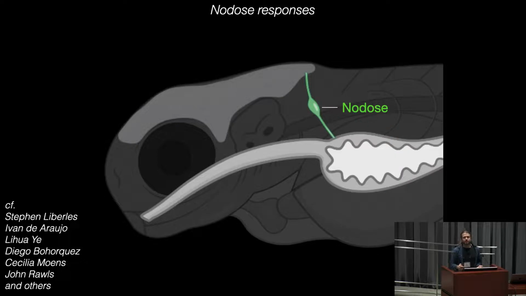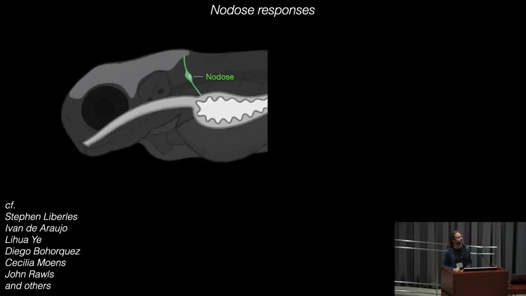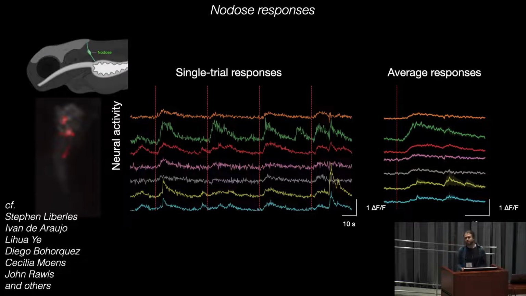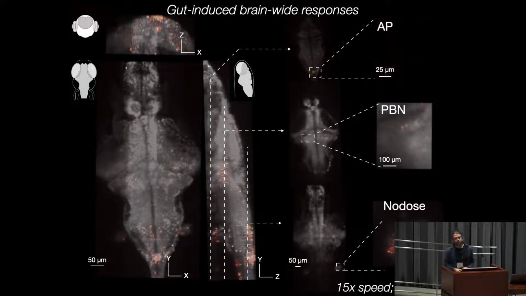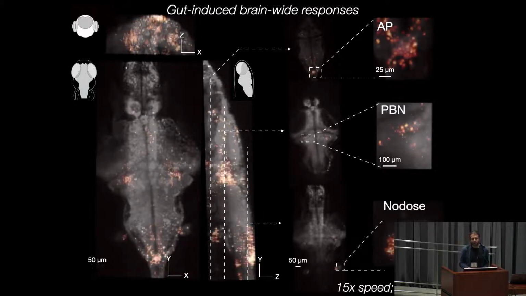We first asked, how does the nodus ganglion respond, just to make sure this system works. And we found single trial responses that were robust in specific neurons. Then we could transition to asking, how does the entire brain respond? So here you can see an image of a movie of the entire brain with certain areas highlighted, like the area postrema, the parabrachial nucleus, and the nodus ganglion.